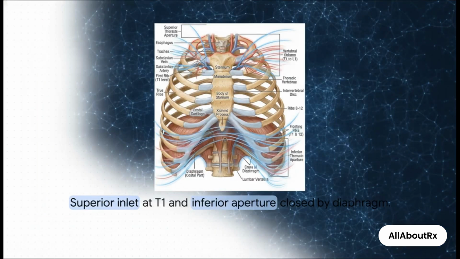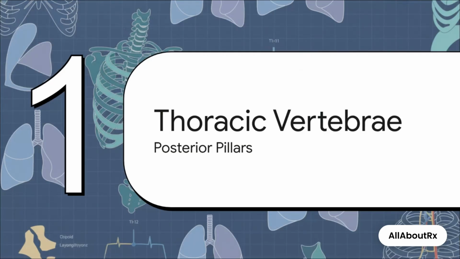The superior thoracic aperture, or thoracic inlet, is bounded at the very top by the T1 vertebra, the first ribs, and the upper border of the sternum. Think of this inlet as a busy highway letting the trachea, esophagus, and major blood vessels pass right through. Down at the bottom, you have the much larger inferior thoracic aperture, which is completely sealed off by the muscular diaphragm.